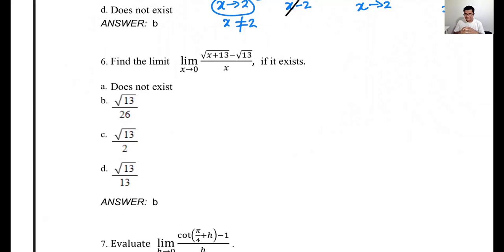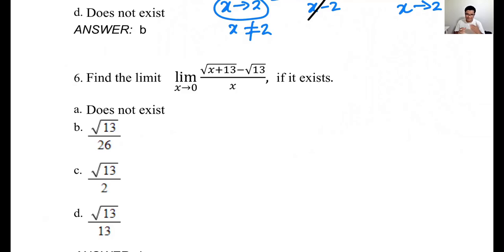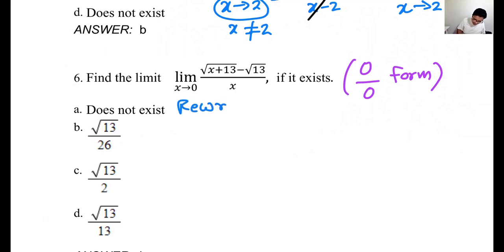Another type. If you now plug in 0, you can immediately see it will be under root 13 minus under root 13 divided by 0. So that will be 0 divided by 0. Okay. So this time I will not write the full sentence. I will just say 0 divided by 0 form. Indirect substitution. Okay. So what do we start with? We start with rewriting.